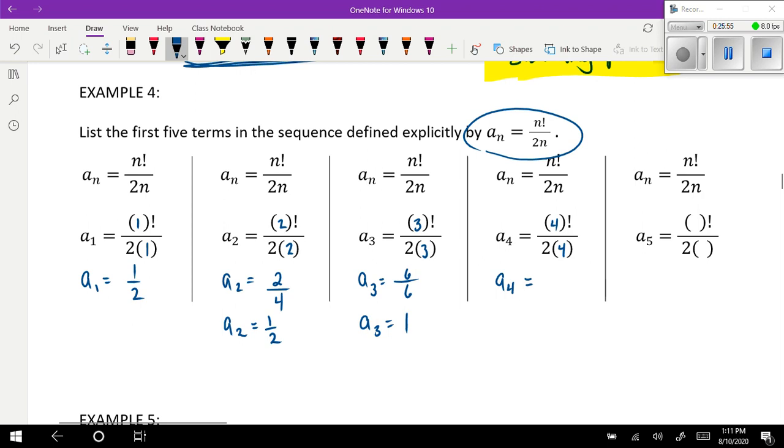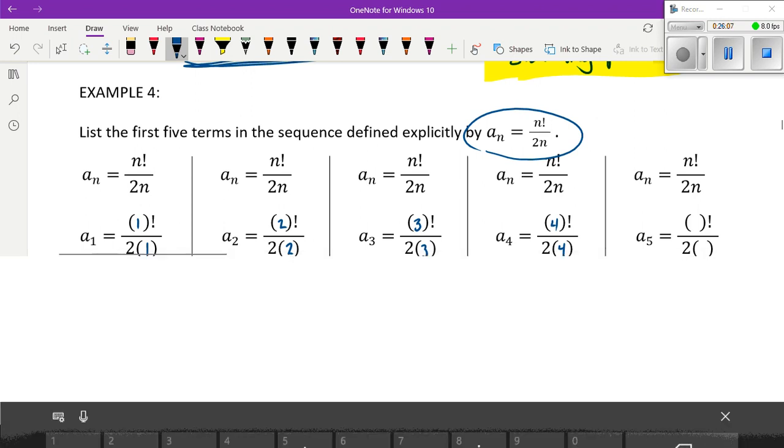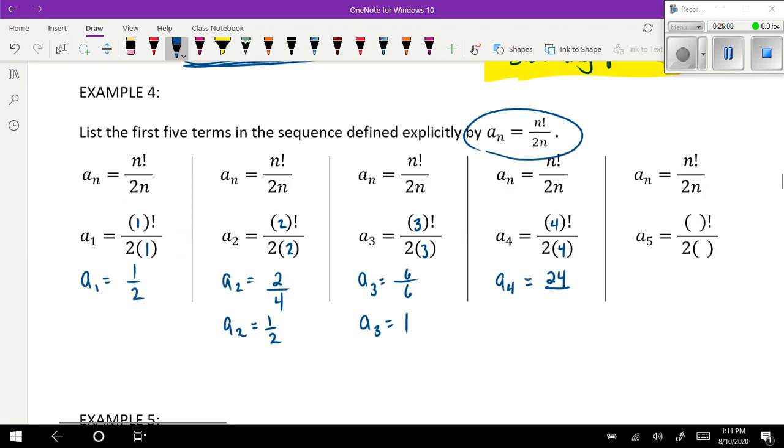Okay, 4 factorial, again that's 4 times 3 times 2 times 1, or hopefully you have it, which is 24. You can also think of that as doing 6 here times 4, divided by 2 times 4, which is 8. And so my a sub 4 is 3.